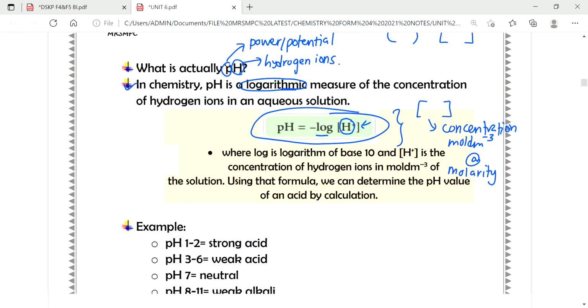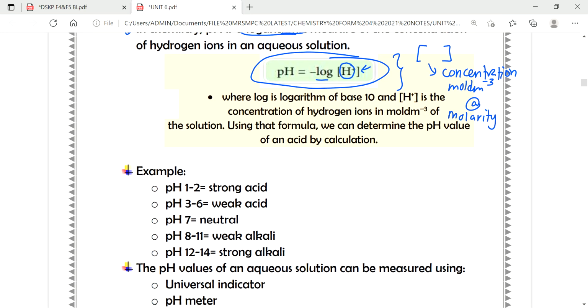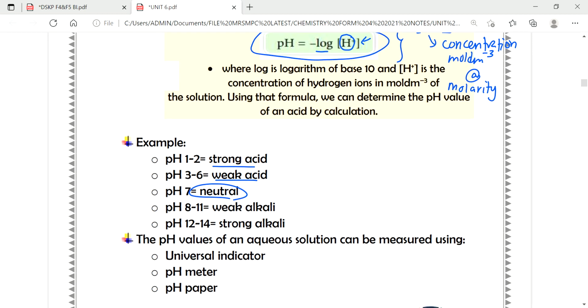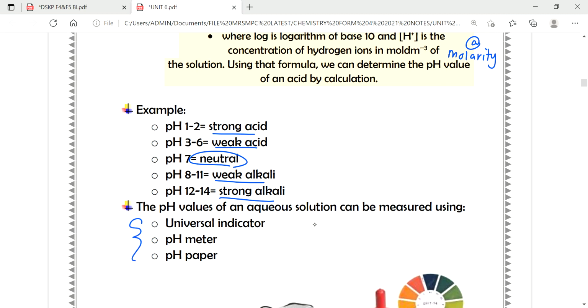For example, if the pH we get is 1 until 2, that is strong acid. If pH is 3 until 6, that is weak acid. If pH is 7, it is neutral, sitting in the middle. pH 8 until 11 is weak alkaline, sometimes 8 until 10. pH 12 until 14, we call strong alkaline. This is what I mentioned just now.